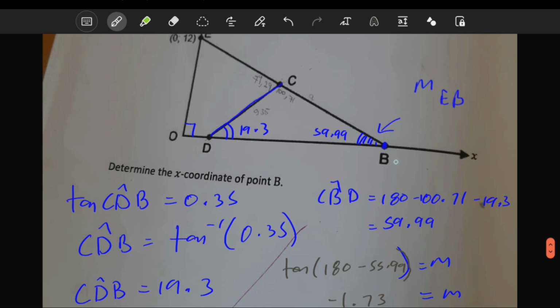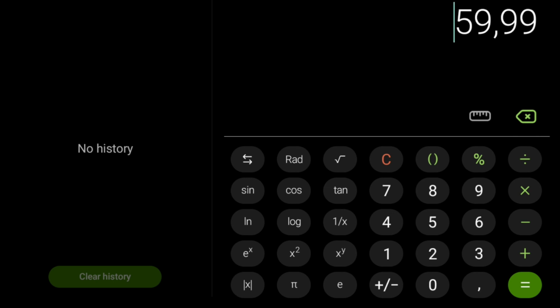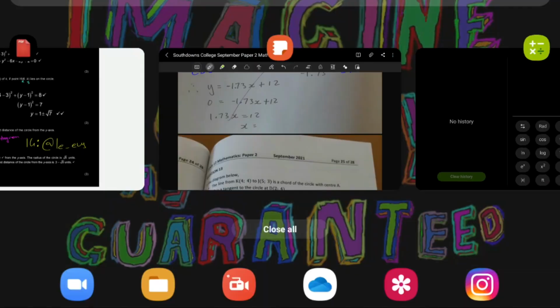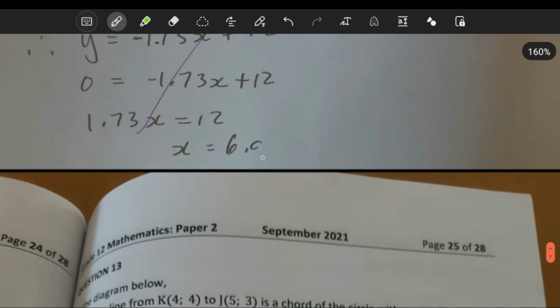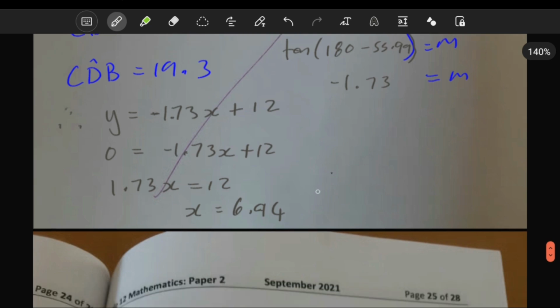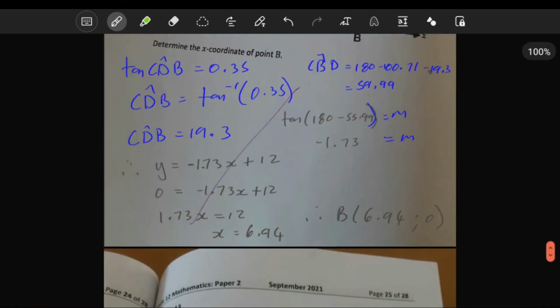Now we just need the x-intercept of B. For the x-intercept of B, we just need to make y 0. So y is going to be 0: 0 equals negative 1.73x plus 12. Take that to the other side, and then divide both sides by 1.73. Let's see, 12 divided by 1.73. Is it a negative or a positive? No, it's a positive. So it's 6.94. Therefore, the coordinate of B is 6.94, 0. That is the way we like it.